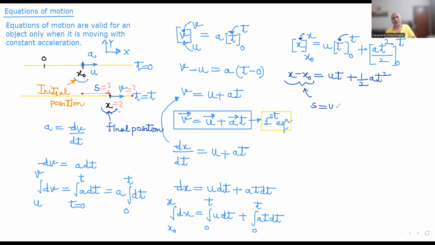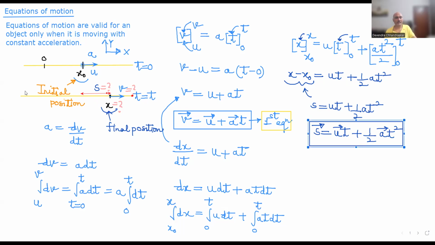So this is S is equal to ut plus half at square, right? In vector notation, if I write, it is S vector is equal to u vector t plus half a vector t square. This is the second expression, the second equation of motion. My dear children, did you understand or not? Say yes or no. Yes, sir.